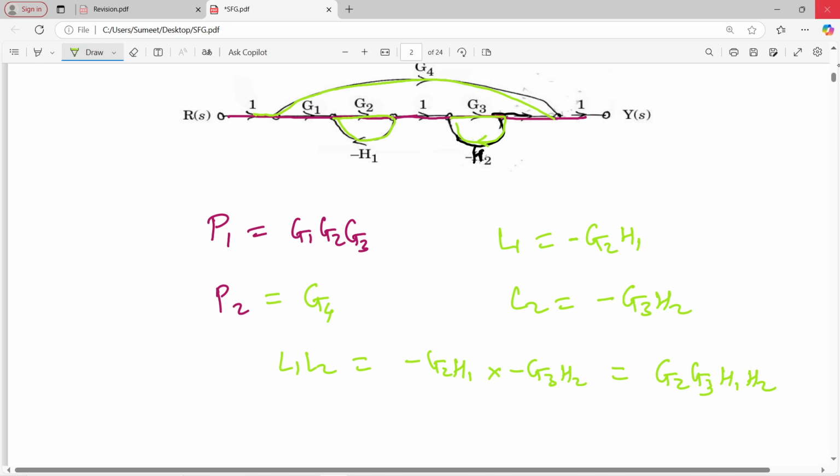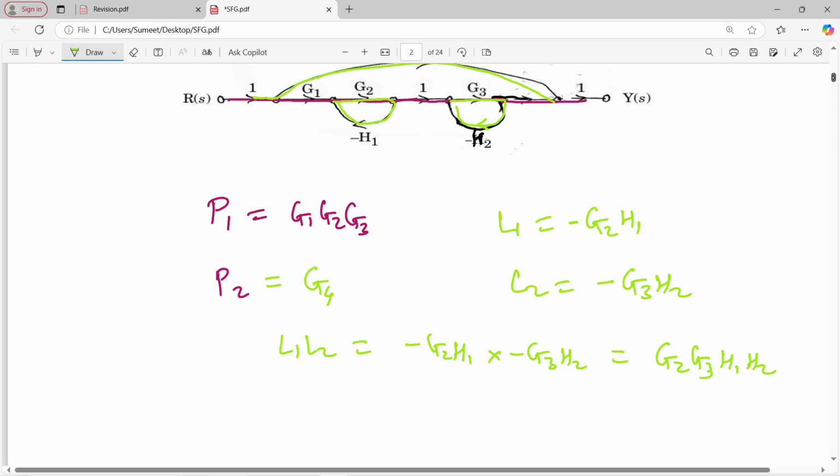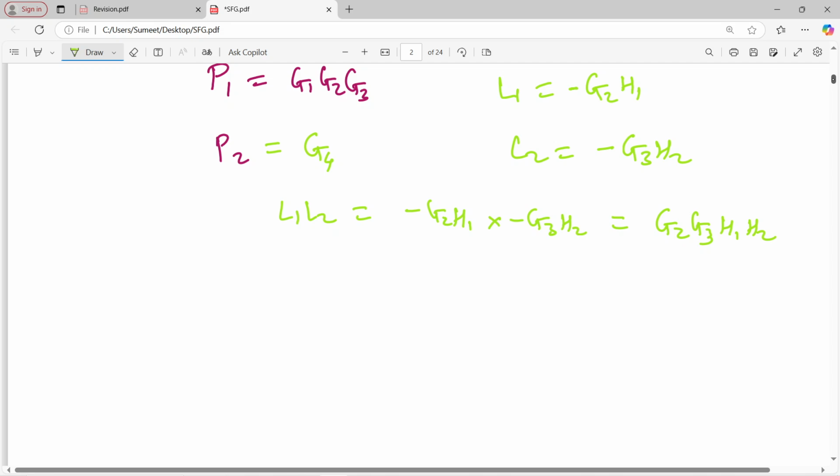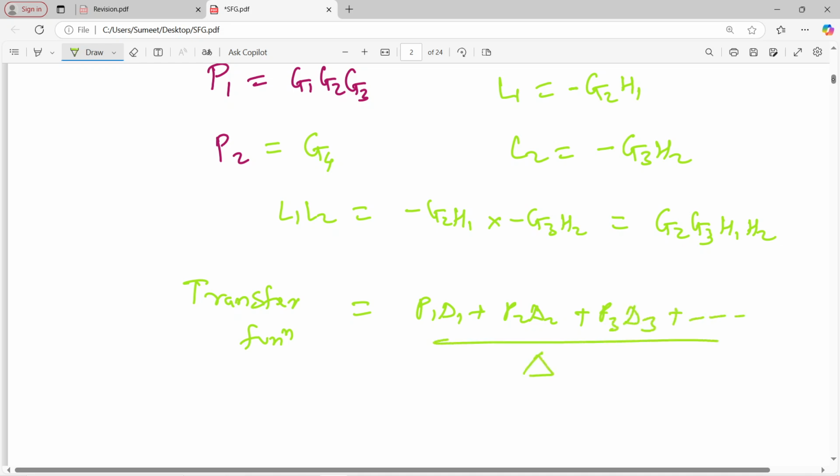Now we will apply the Mason's gain formula. As far as Mason's gain formula is concerned, the transfer function is given by P1 delta 1 plus P2 delta 2 plus P3 delta 3 and so on, divided by delta. Now here P3 is not present. So we just have P1 delta 1 plus P2 delta 2 upon delta.